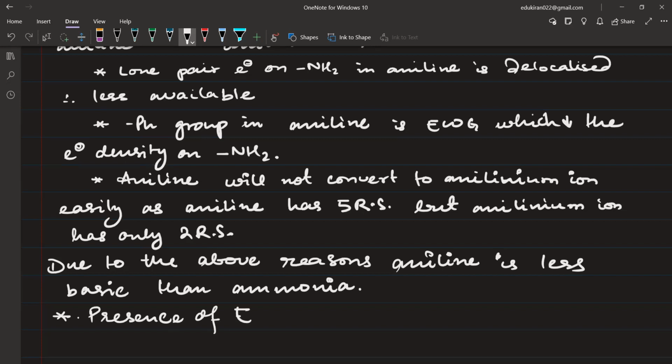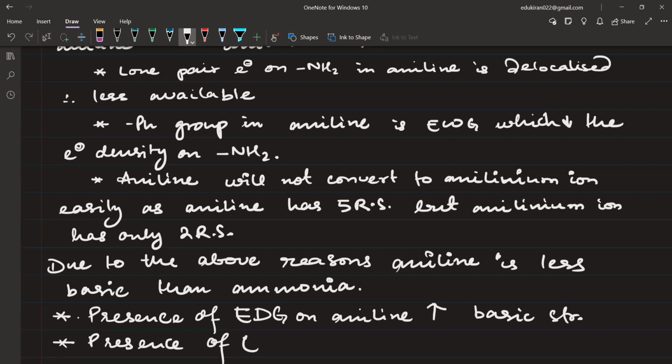Presence of an electron donating group on aniline increases basic strength. Presence of an electron withdrawing group decreases basic strength. Electron donating groups would be CH3 or you will have OCH3.